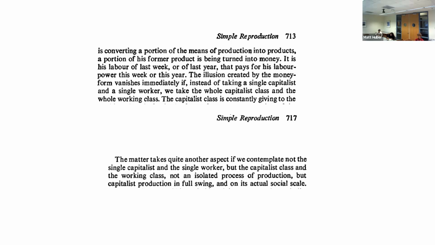And he says later, if we contemplate not the single capitalist and the single worker, but the capitalist class and the working class, not an isolated process of production, but a capitalist production in full swing and on an actual social scale. So part 7, as we'll see, Marx really starts to get us to think about society as a whole, like how these processes affect society as a whole on the actual social scale, and how it affects class relations at the actual level of society.